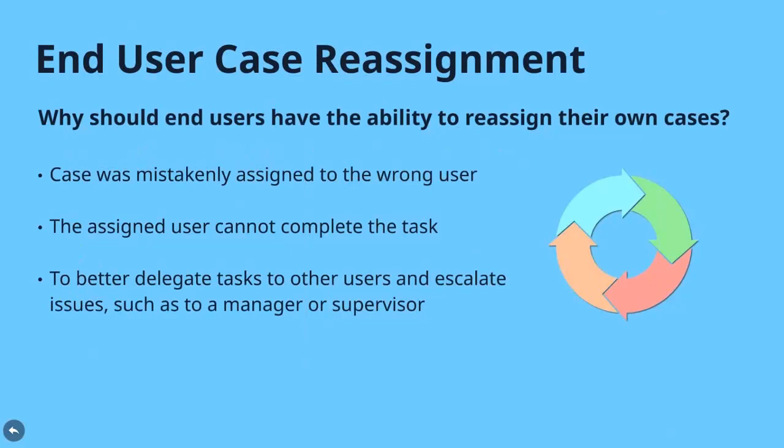Errors happen. Maybe the wrong user was manually assigned to a task, or the process might have a flaw in the logic. The second reason, the assigned user cannot complete the task because they currently have a lot of work, or maybe they just lack the knowledge to complete the task. In this case, this user might ask for help from their colleagues.